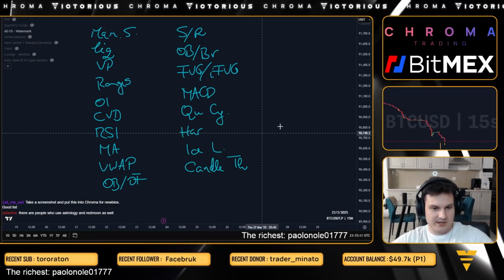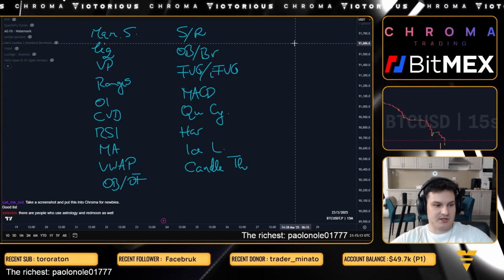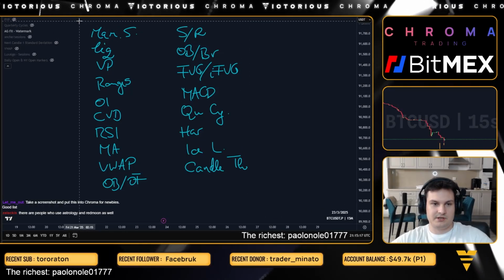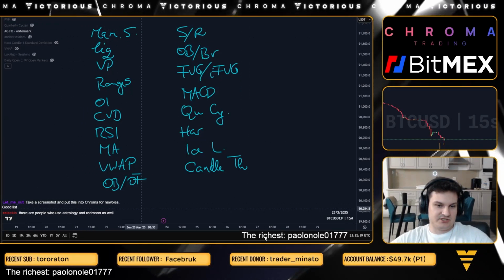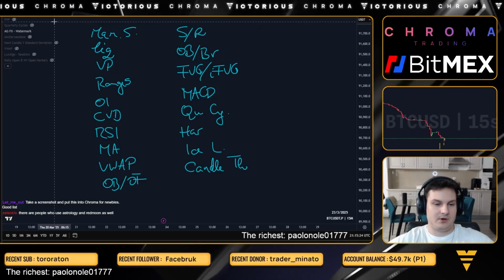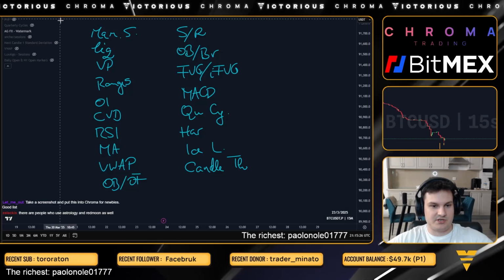So anything that you can see on the chart, take a screenshot and put this into Chroma for newbies. Good list. I will record this stream and I'm gonna post it in Chroma, so then people can just look at this. But yeah, maybe a screenshot if I make an educational post about how to make a system, then yes, this is a good screenshot.